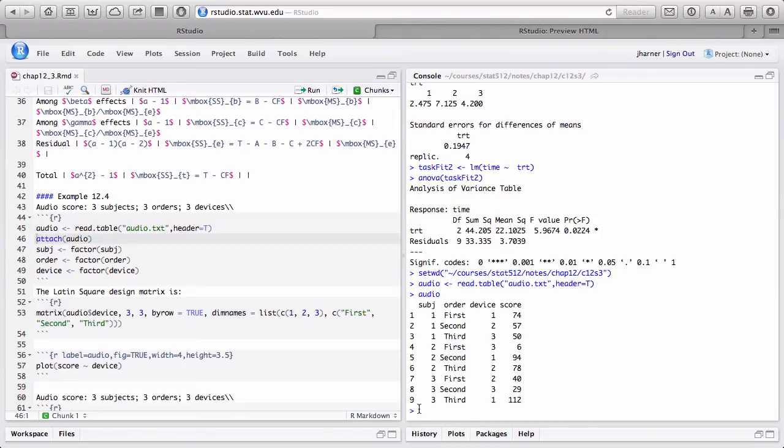We're interested in the device. In this case, that's the treatment effect we're interested in, but I want to remove the bias. It might be because of the order in which I listen to things. So each subject, if I look at this, there are only 3 subjects. Each subject is going to do it each way, but the first subject does the first, then the second and the third.